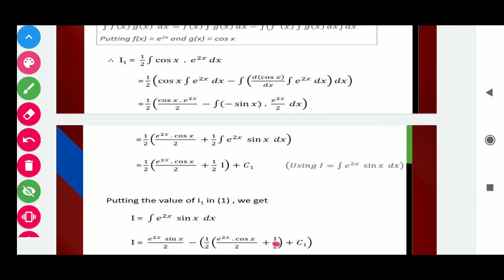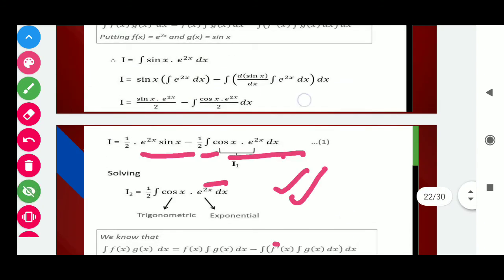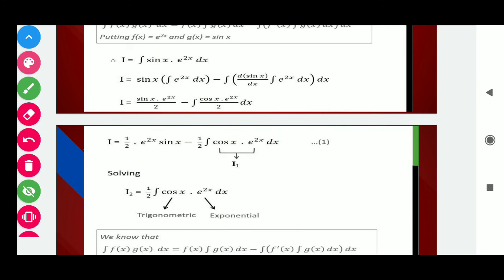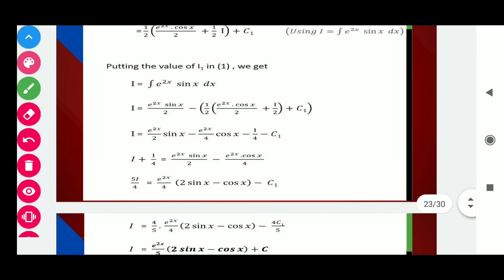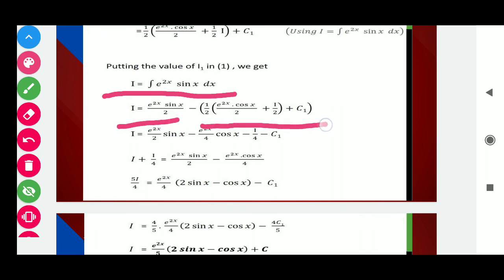So here put it equal to I. So we get I1 is equal to 1 over 2 e raised to power 2x cos x by 2 plus 1 over 2 e raised to power 2x sin x. This is I. So by putting this value in the step here we get the answer. So here students, we put the value. Here we have I is equal to integral e raised to power 2x sin x. By putting the value we get this step.